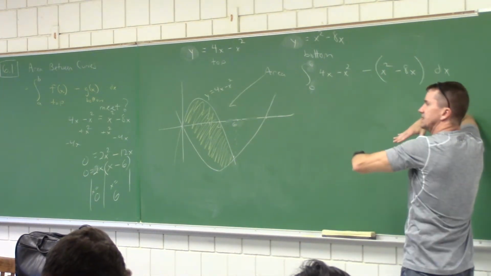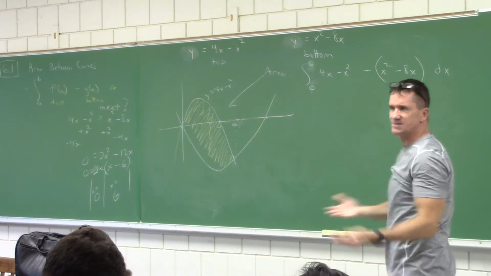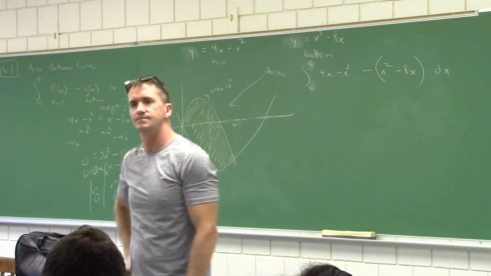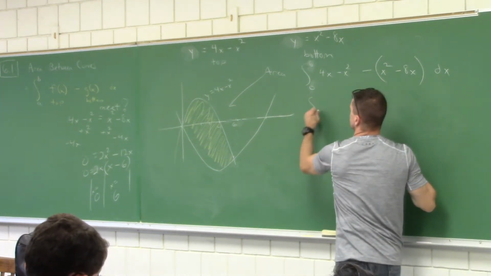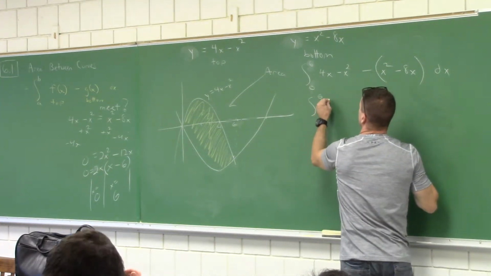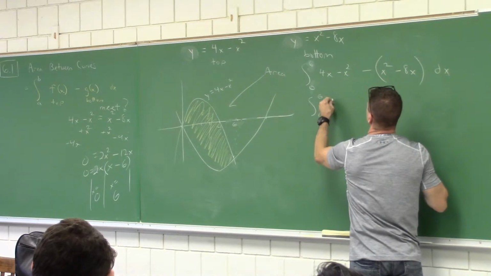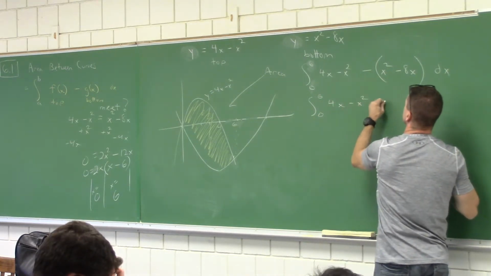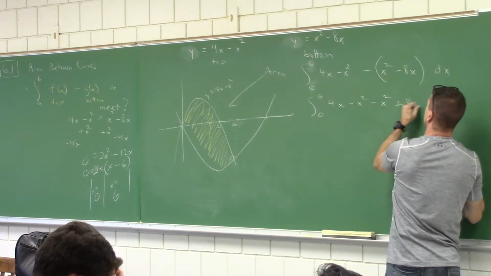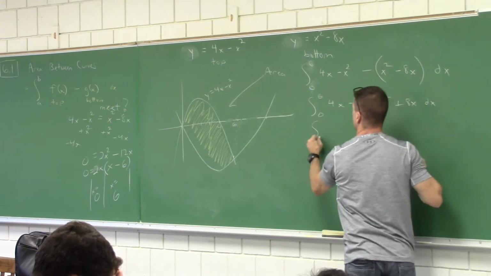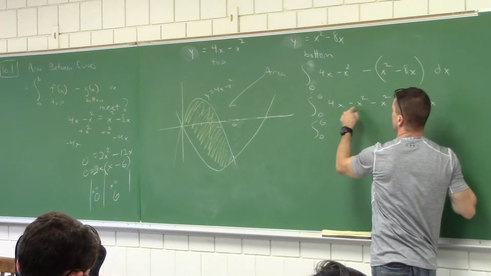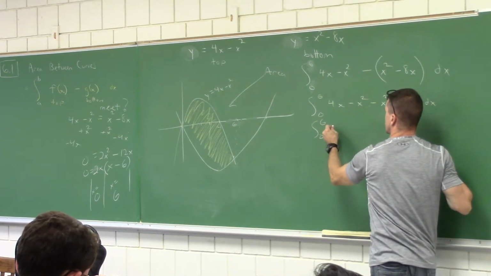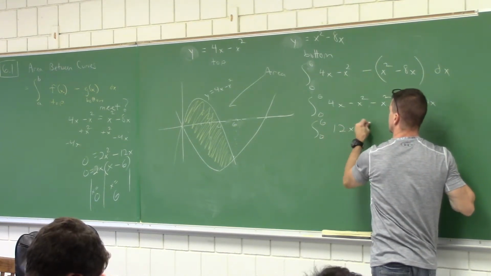Should I start doing antiderivatives or should I collect like terms? That's up to you. I'm going to collect like terms first, inside here. So let's see, what's 4x minus x squared plus 8x? What do you get? I just thought I'd collect the like terms first. You get 12x minus 2x squared. 2x squared, all right, 12x minus 2x squared.